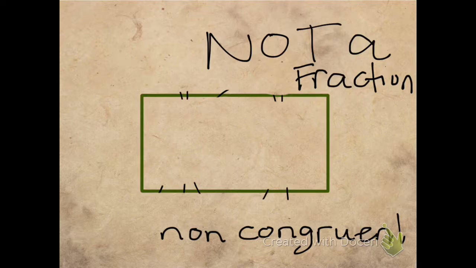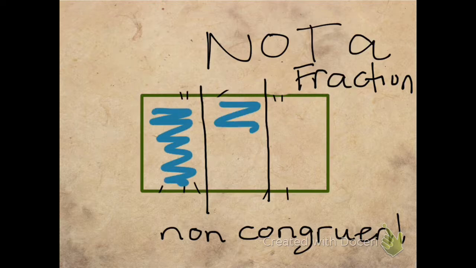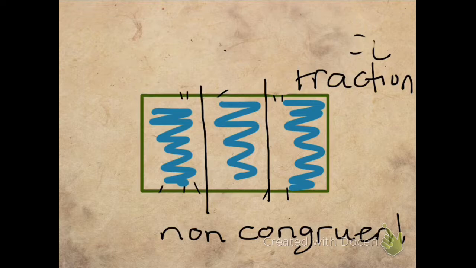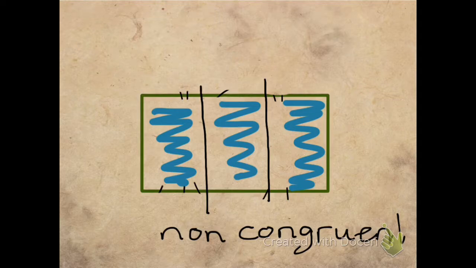So again, I'm going to take my shape, and what I'm going to do is try to make my pieces as congruent as possible. So here we have 3 pieces. Here's 1 piece, here's 2 pieces, and here's 3 pieces. And now that we have taken our shape and made it into 3 pretty congruent pieces, we can say we have a congruent shape. When we have a whole, this whole rectangle, that we've broken into 3 equal or congruent pieces, we can say that we have a fraction.